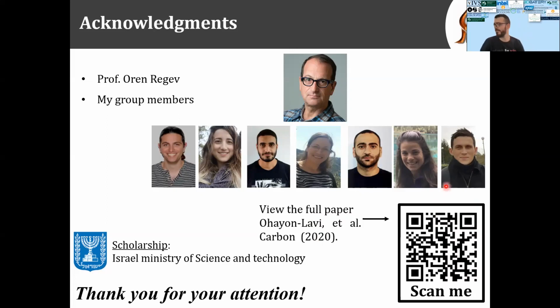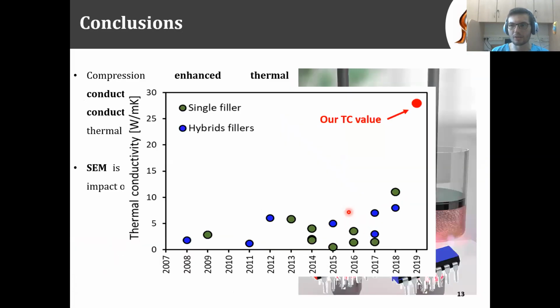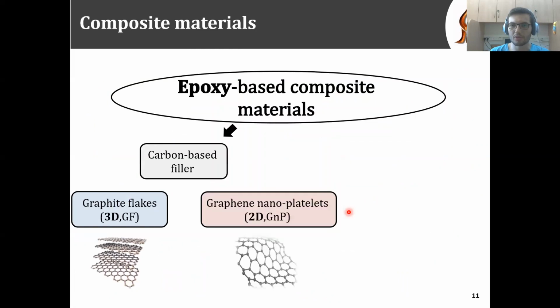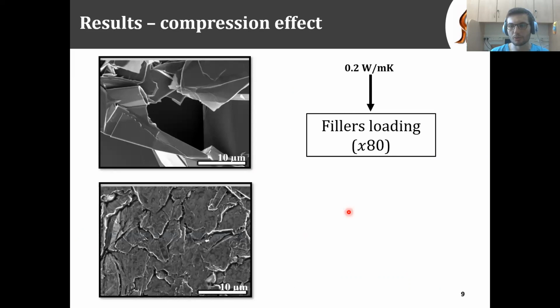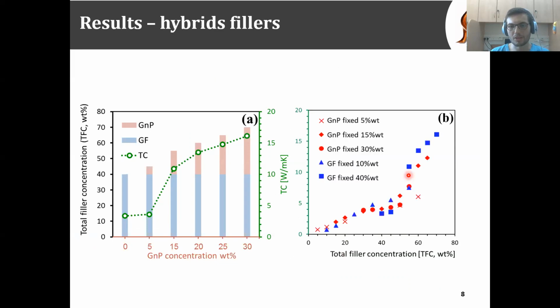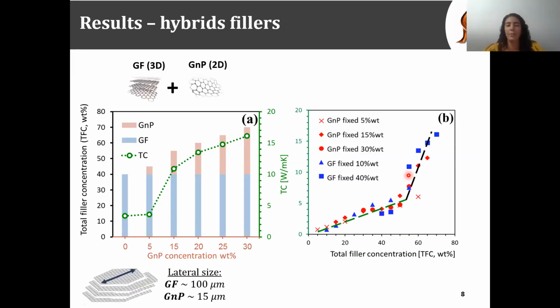Yes, Maxim, please. So first of all, thank you, Avia, for the very interesting talk. I think in slide 8, you showed a graph where you showed different ratios of GNP and graphite, and they had the same thermal conductivity behavior regardless of the ratio between them. Can you maybe give a reason why? Why doesn't the percolation concentration depend on the ratio between the GNP and the graphite?